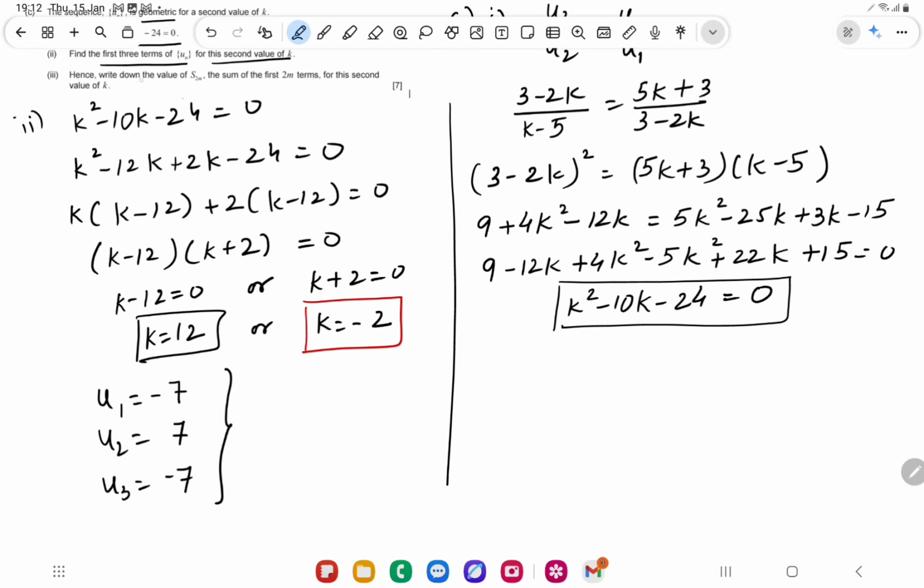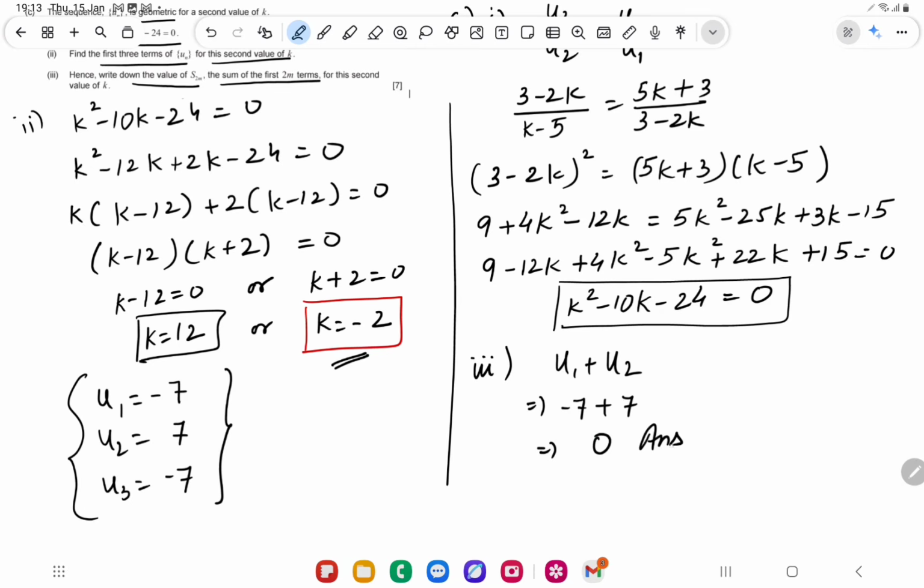Now in the third part it says write down the value of S2m, where S2m is the sum of the first 2m terms, for this second value of k. What is important to note here is that these are the three values when we have used the second value of k, that is minus 2. So to solve the third part, we have to take the sum of the first two values, that is u1 plus u2, which is nothing but minus 7 plus 7, that becomes 0. So this is my answer for the third part.